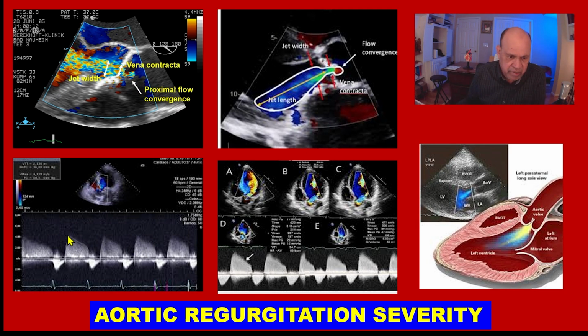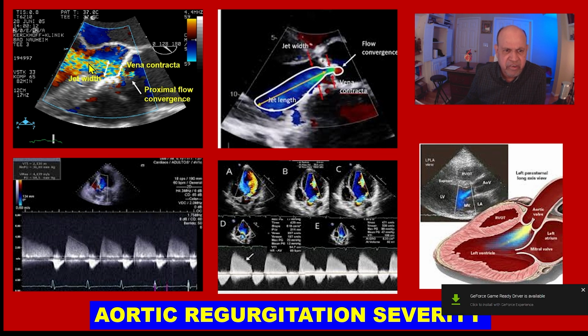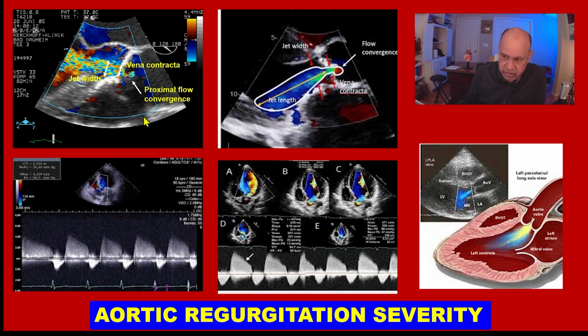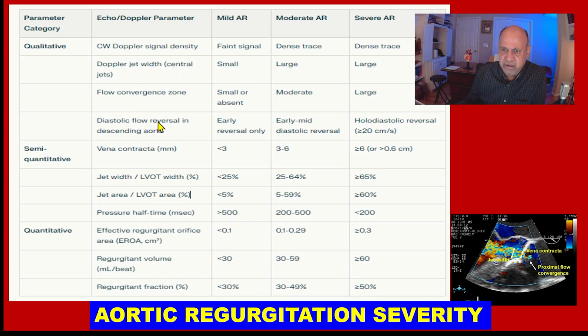And we also look at the pressure half time. It also tells us about how quickly there is equalization of the pressure between the left ventricle and the aorta, which is a very important number to tell us the degree of aortic regurgitation, and also whether this aortic regurgitation is acute in nature. So let's look at some of these numbers that will help us to identify the various degrees of aortic regurgitation from mild, moderate, and severe.